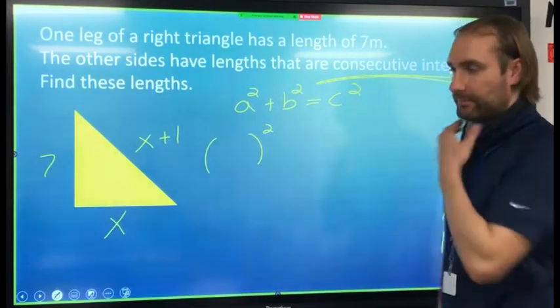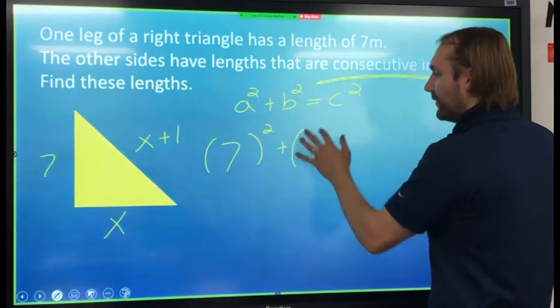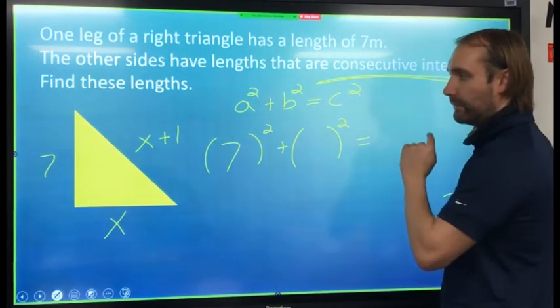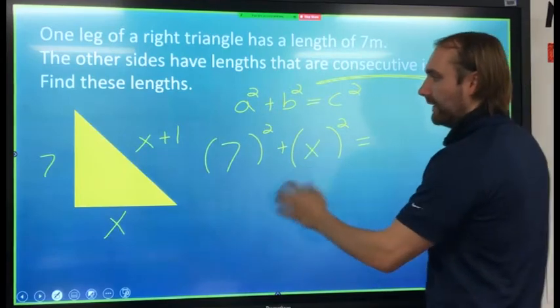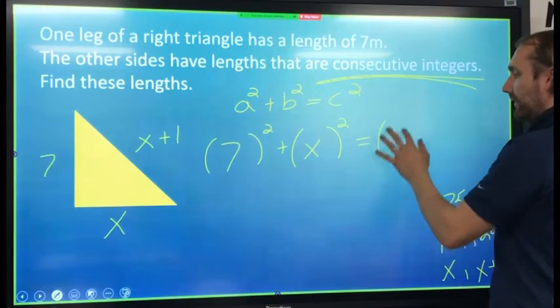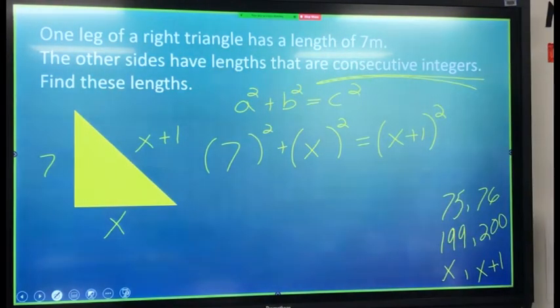First side you want to square. It's 7. Okay, so if I square 7, add that to the square of what? What's the other side? X plus 1. Not x plus 1. X. X plus 1 is the hypotenuse. That's going to be your c value here. So c is x plus 1 squared. I'm just building it. Now, we just do some math.